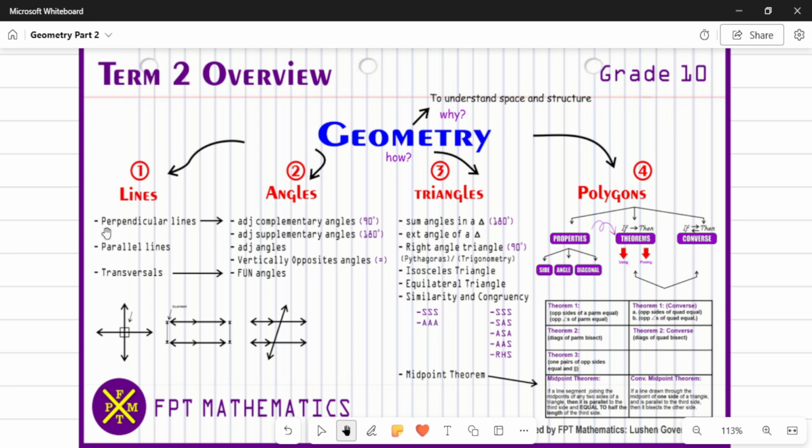For lines, what you need to look for is perpendicular lines, parallel lines, and transversals. When you're talking about perpendicular lines, it's going to more often than not lead to adjacent complementary angles, which are angles that add up to 90 degrees. Under angles, you're going to be looking for adjacent supplementary angles, adjacent angles, vertically opposite angles, and then the fun angles. Fun angles come to be when you have a transversal that cuts through parallel lines, right? So that's the reason why I made the links between lines and angles.